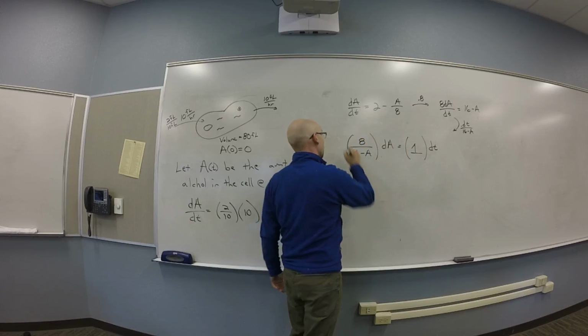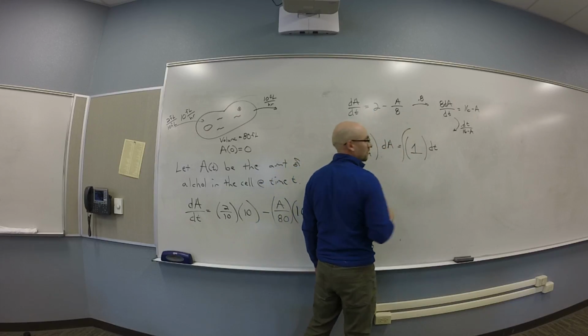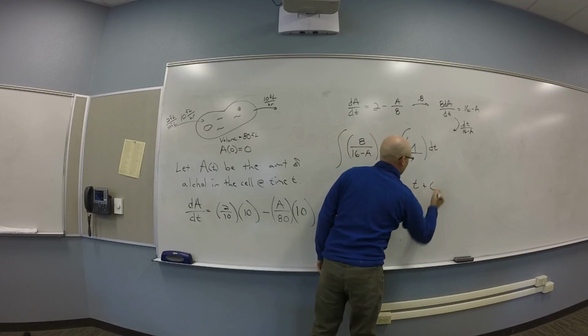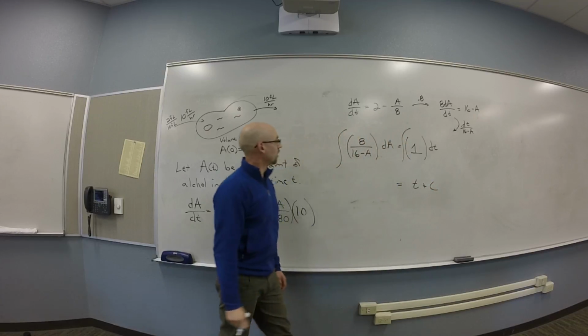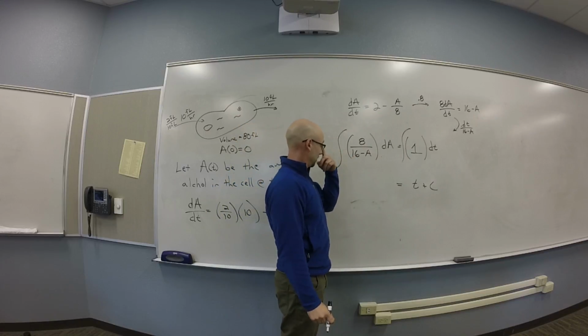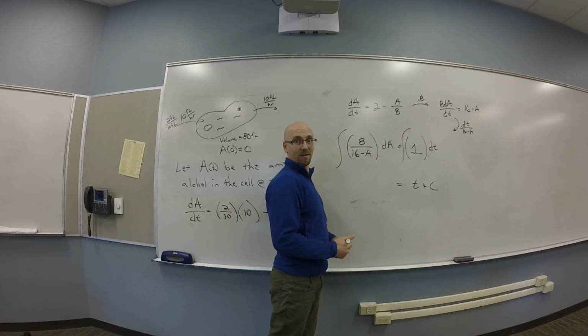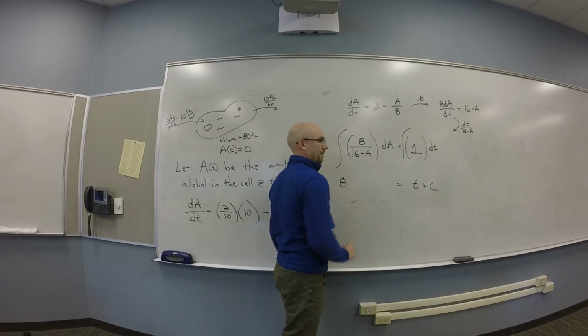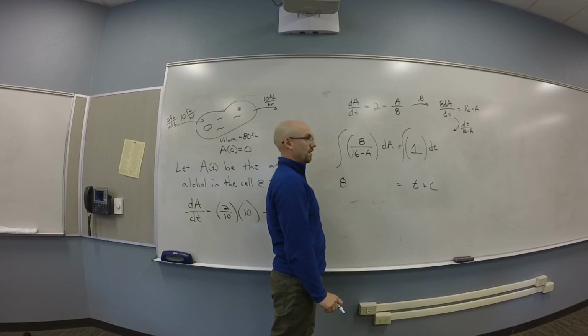Yeah, slap a dA on there. Squiggle, squiggle. Get a t plus some constant, right? And on this side, what do you need? No, you can take the 8 out. Okay, you can pull the 8 out. So it would be 8 times the natural log of 16 minus A.